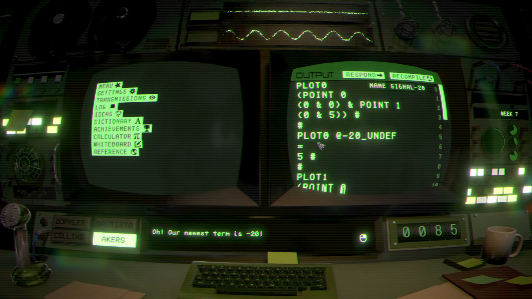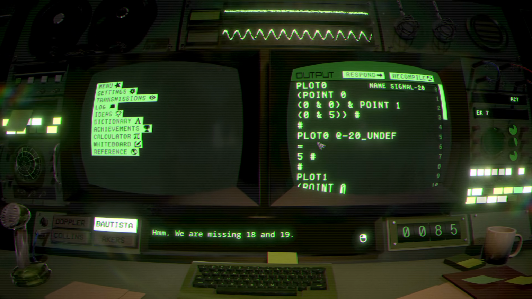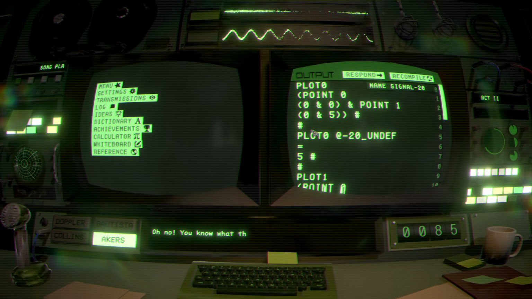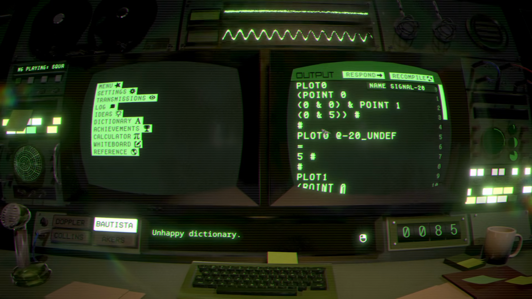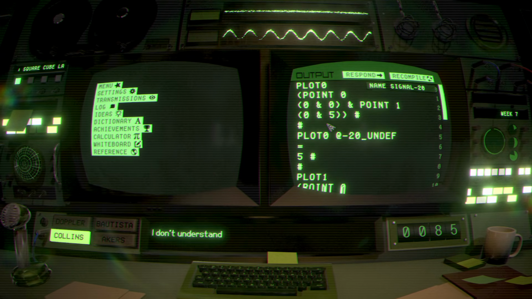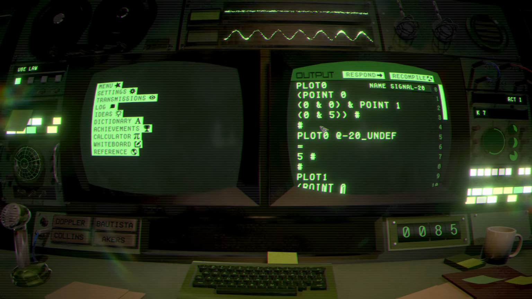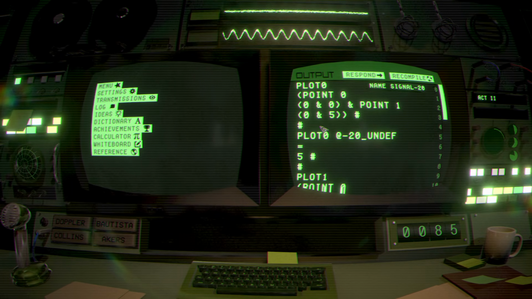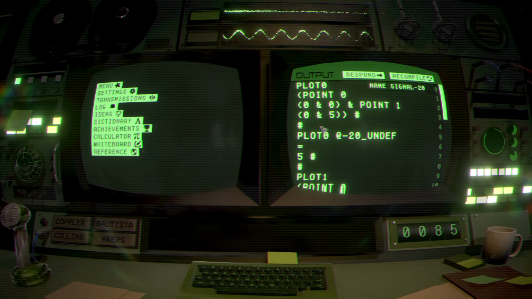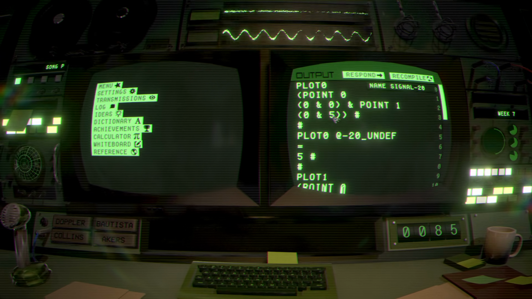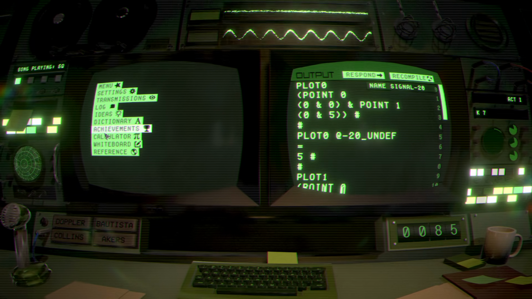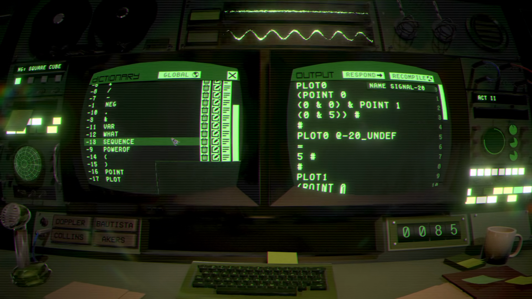Oh, our newest term is -20. We're missing 18 and 19. Oh no, you know what that means? Unhappy dictionary. Happy life. I don't understand. So what do we have here? We have another longer one. In fact, maybe let's go to the dictionary.